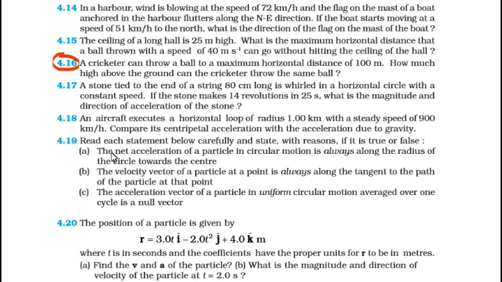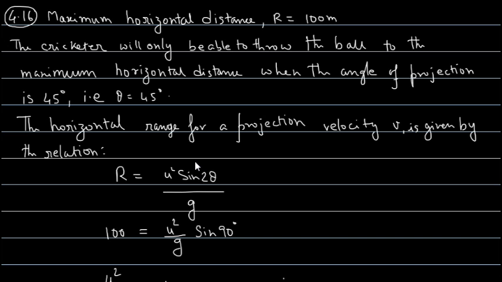Now 4.16. A cricketer can throw a ball to a maximum horizontal distance of 100 meter. How much high above the ground can the cricketer throw the same ball? So maximum horizontal distance R is equal to 100 meter. The cricketer will only be able to throw the ball to the maximum horizontal distance when the angle of projection is 45 degree. That is theta is equal to 45 degree.